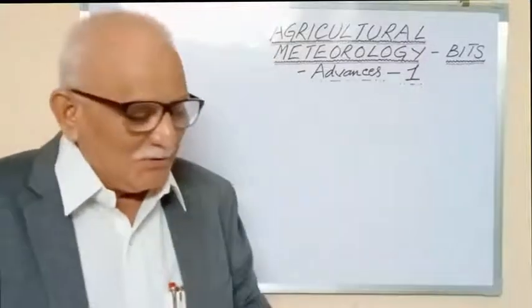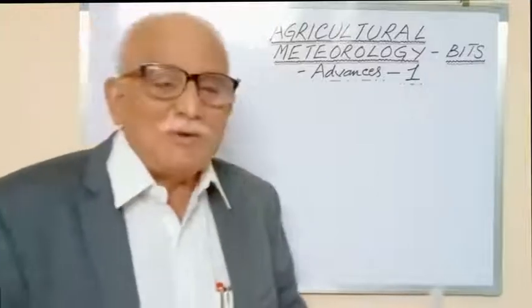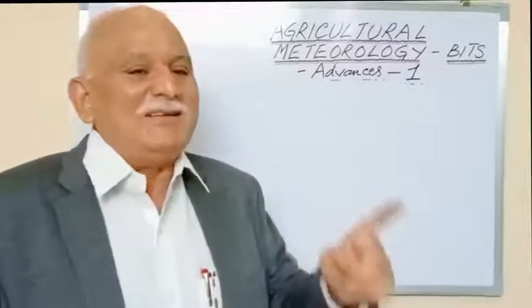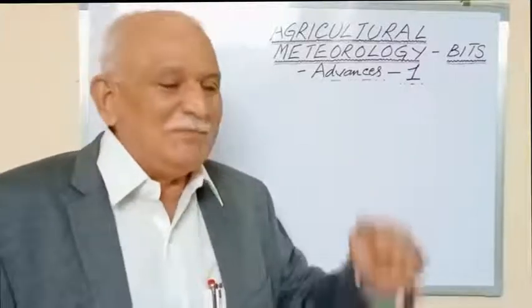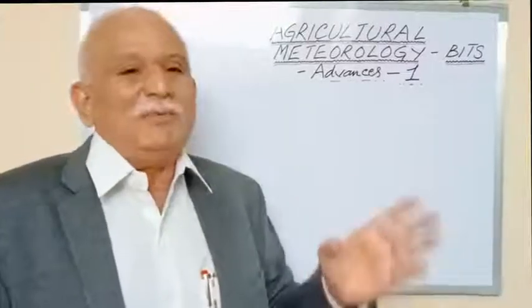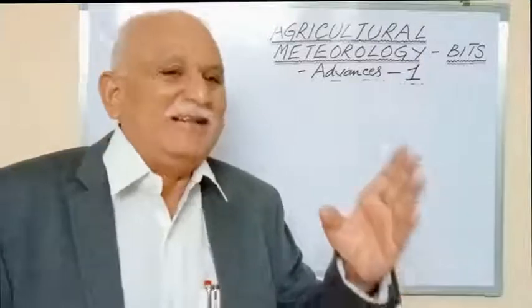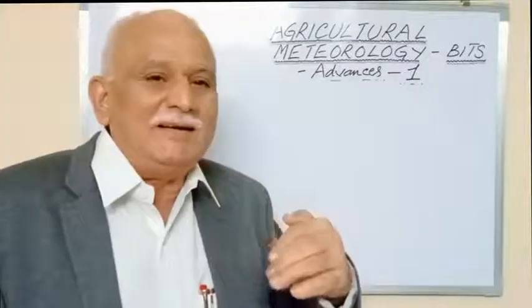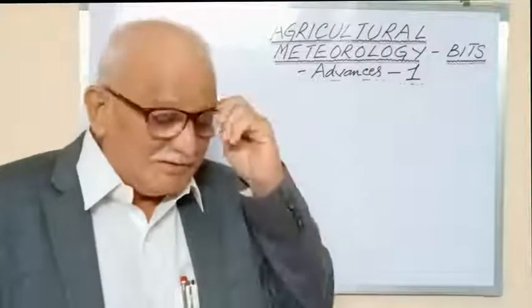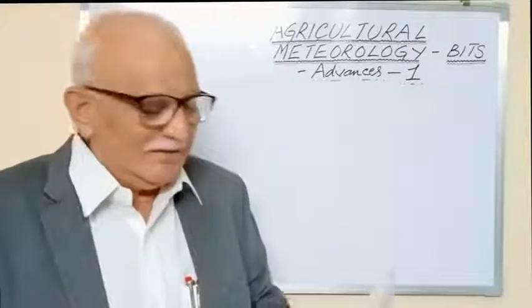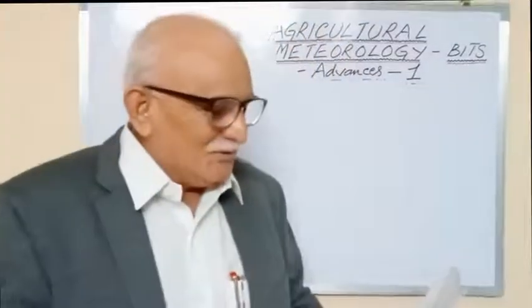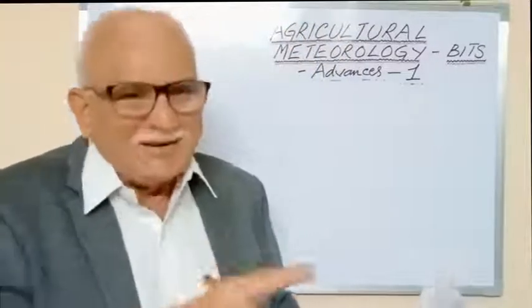So now the mass of air up to 40 kilometers, please note, this is an advanced bit. The mass of air up to 40 kilometers, that means the full troposphere and 3/4 of the stratosphere, is 99%, or slightly more than 99, slightly below 100. These bits are very interesting and reasoning type.